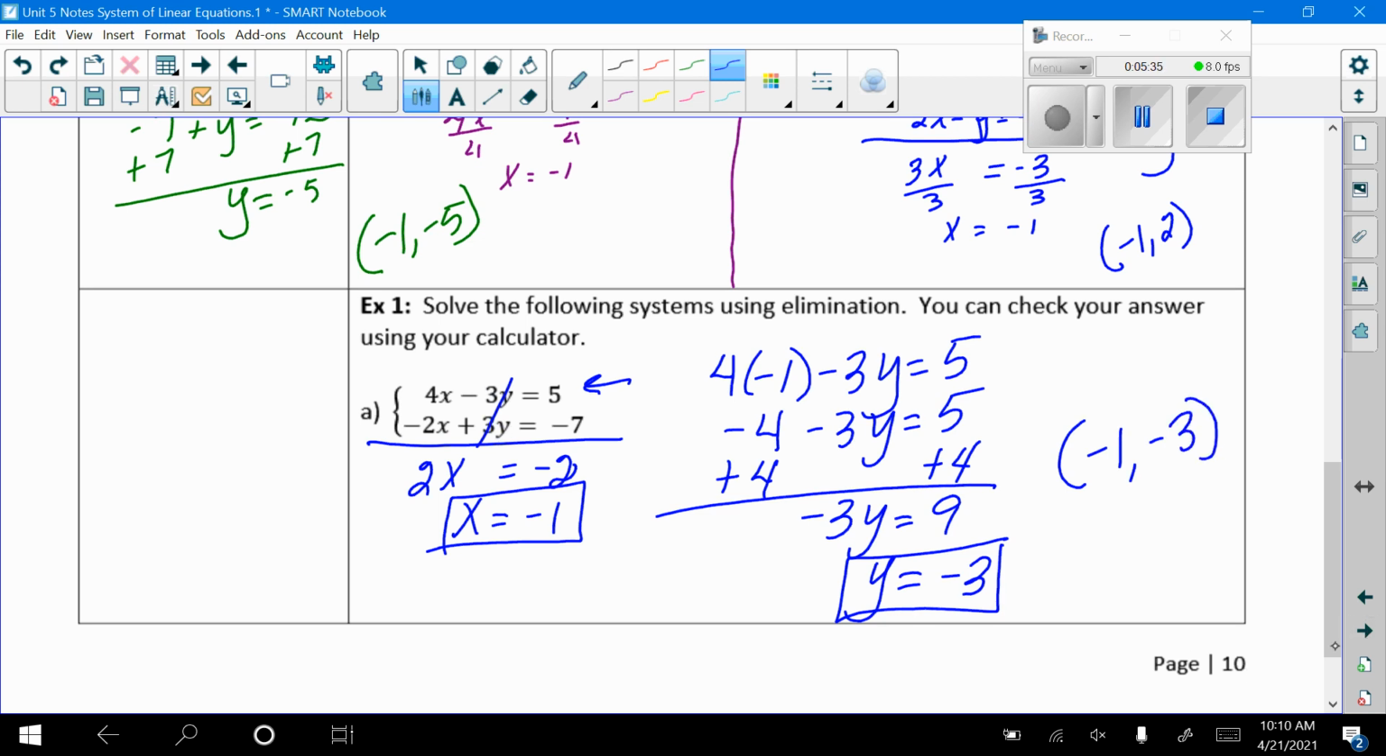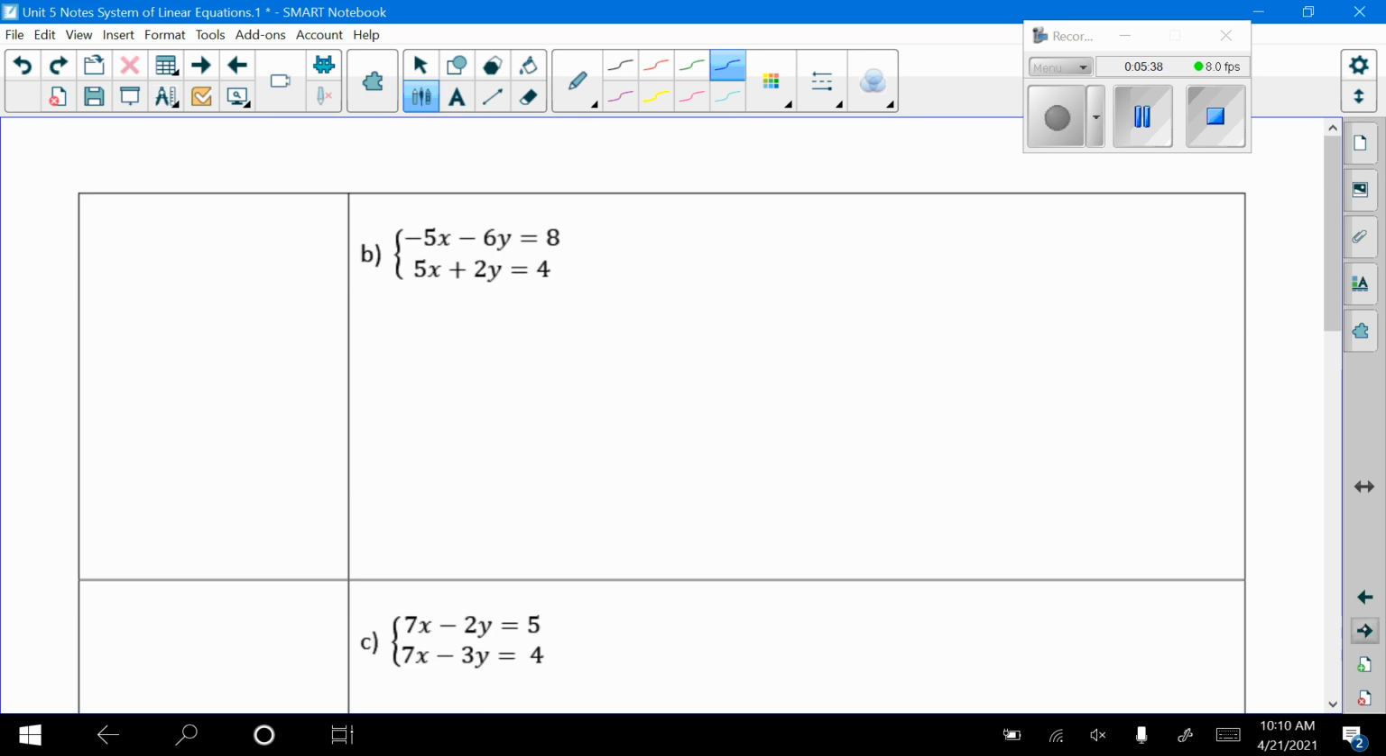I'm on page 10, so page 11. Starting in with B, I believe I only have 3 more examples for you.